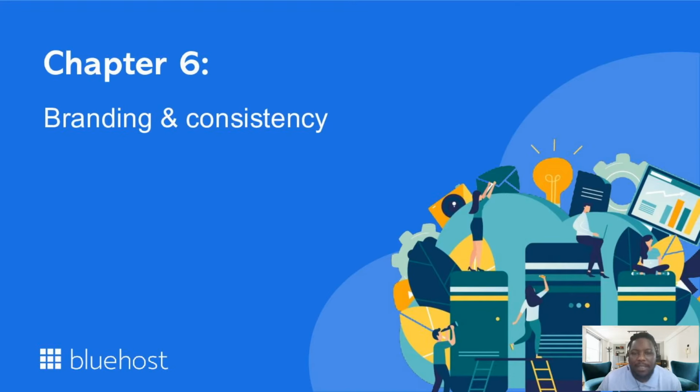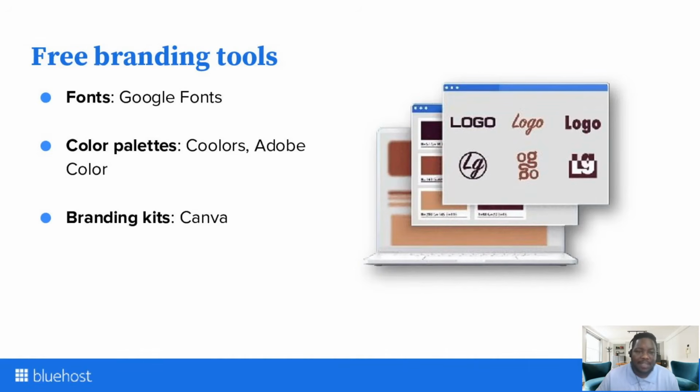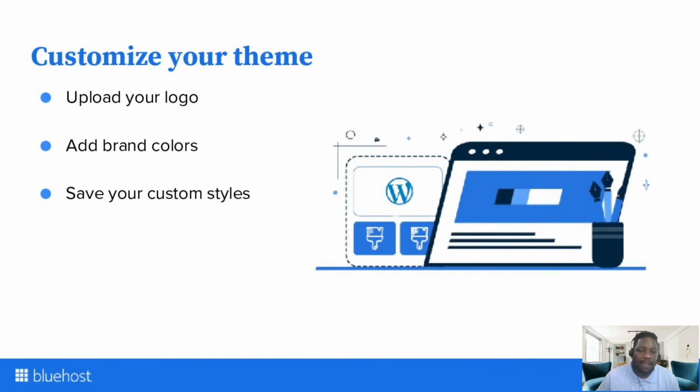Chapter 6, branding and consistency. Create a consistent look. Keep fonts, colors, and buttons consistent across all pages. That consistency builds professionalism and trust. Free branding tools. Great free tools include Google Fonts for typography, Colors for colors, and Canva for building branding kits. Customize your theme. In WordPress, upload your logo, set your brand colors, and save your styles. This ensures your design stays consistent everywhere.